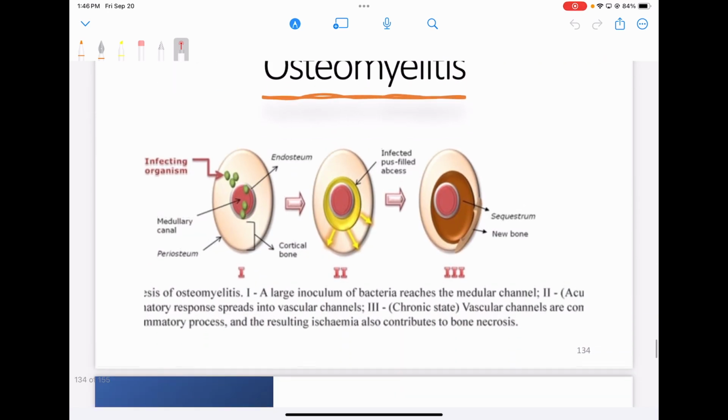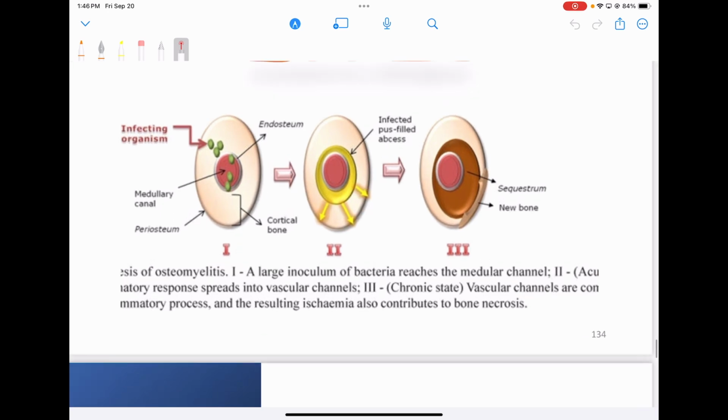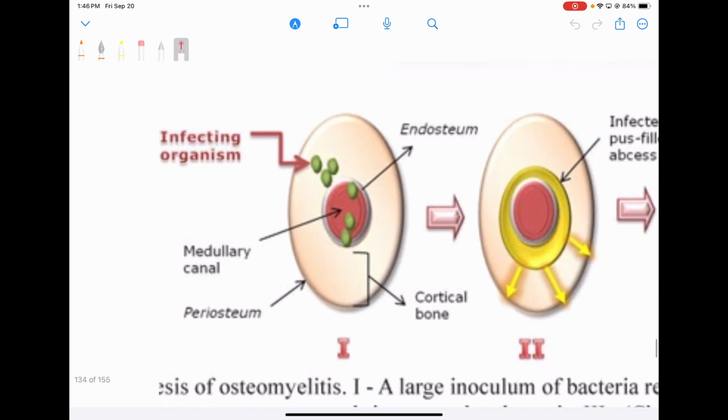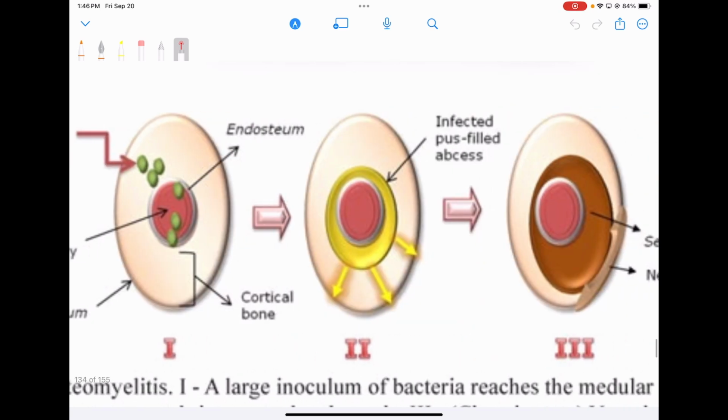So what is going on? In stage 1, we have this infecting organism that gets into the medullary canal of the bone. Okay? So these bacteria get inside into the canal in the bone. Then we have an infection there, and pus is going to start forming. White blood cells will get to the area to try and clean out the antigens that got their way into the medullary part of the bone.